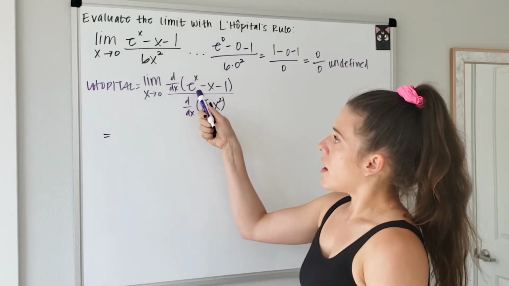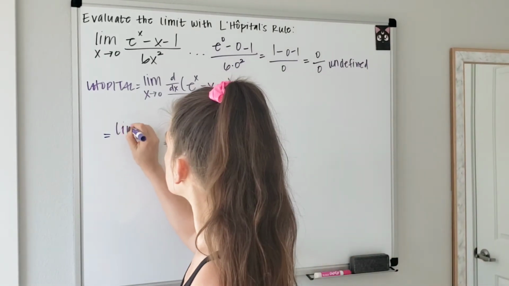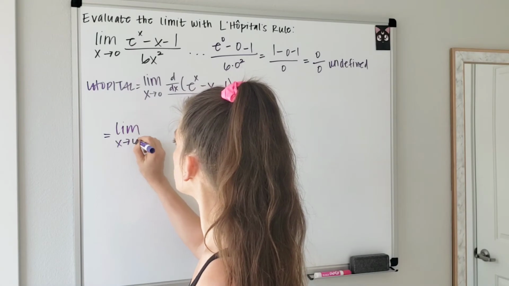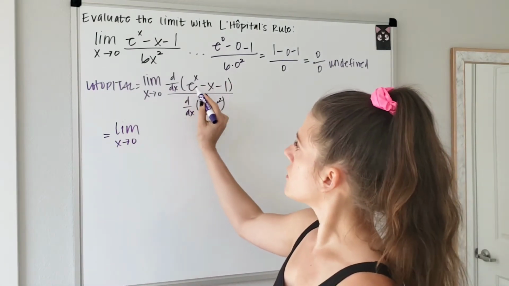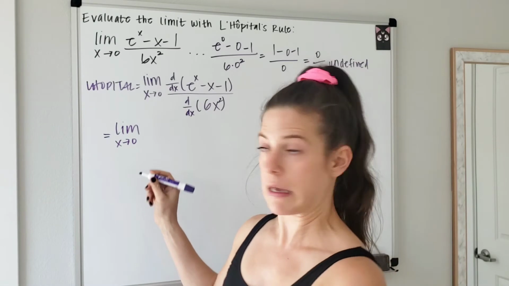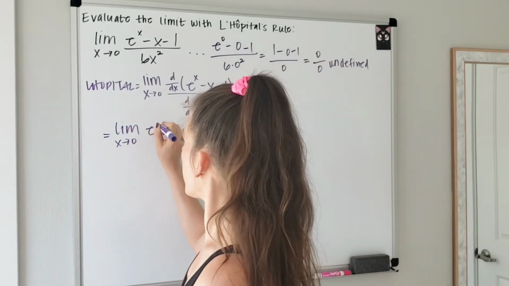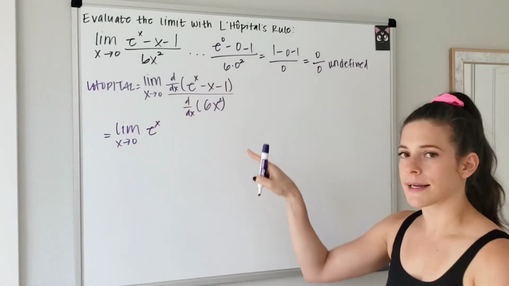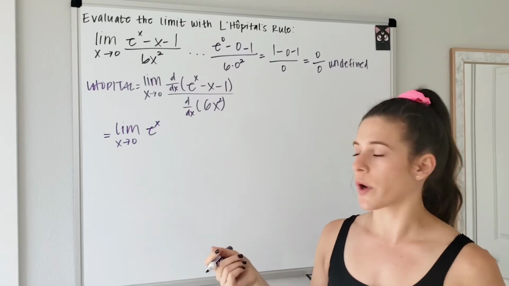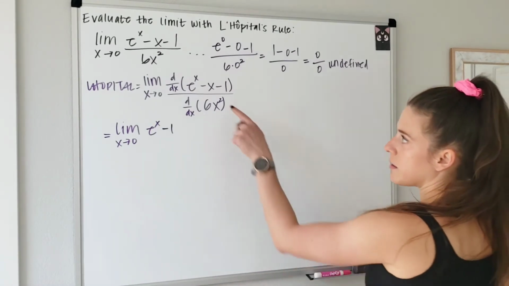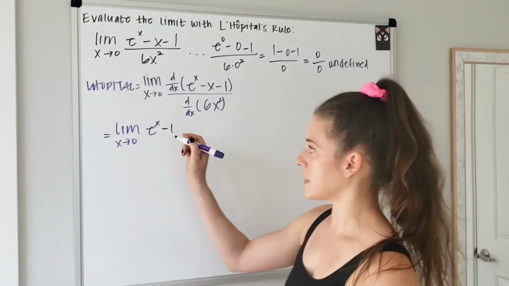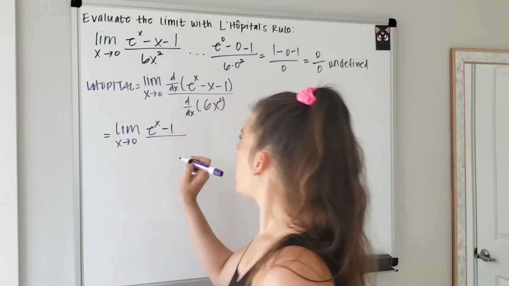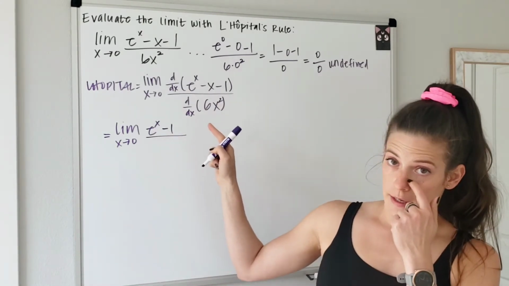The derivative of e to the x, let's not forget our limit as x approaches 0. The derivative of e to the x is just e to the x. The derivative of minus x is going to be minus 1. The derivative of any constant, minus 1, is just 0. So that's it for the derivative of the numerator, all over the derivative of 6x squared.